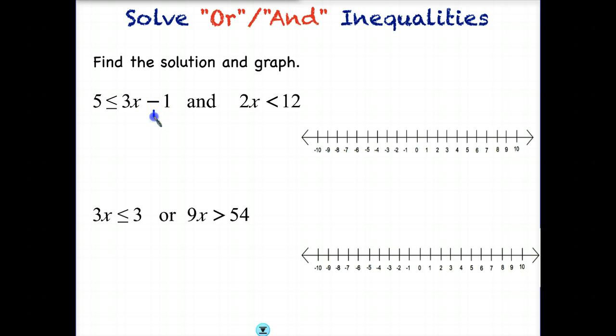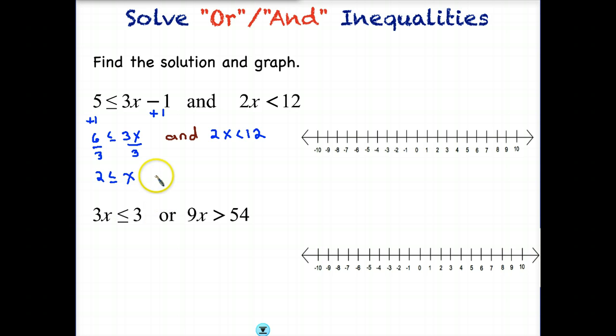So in this case, we are going to solve for x, just like we would on the last one, by adding 1 to both sides. So we end up with 6 is less than or equal to 3x. And we drop the and down because it's still part of our equation. So we need to write the and. And then we have on this side still the 2x is less than 12. Okay, now we just need to divide both sides by 3. And we get 2 is less than or equal to x.